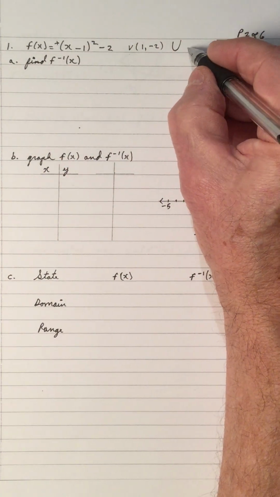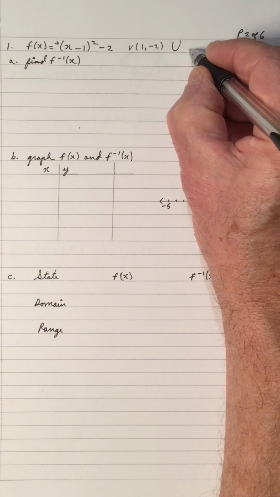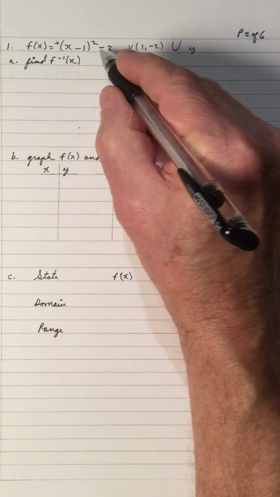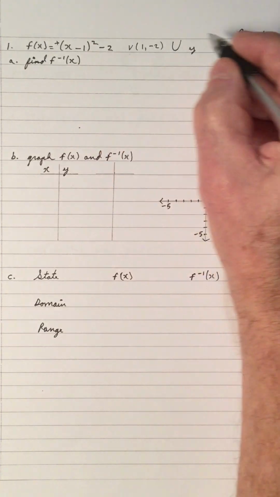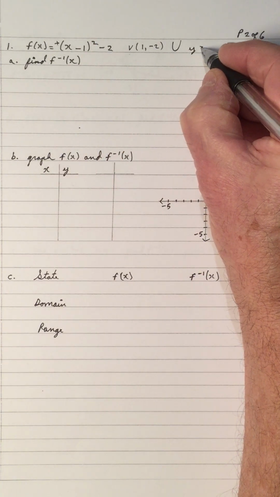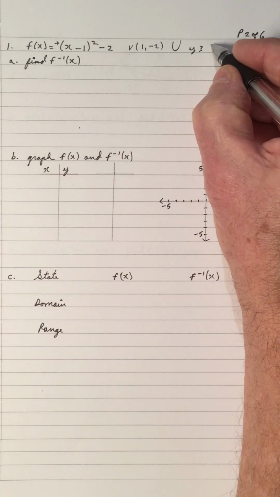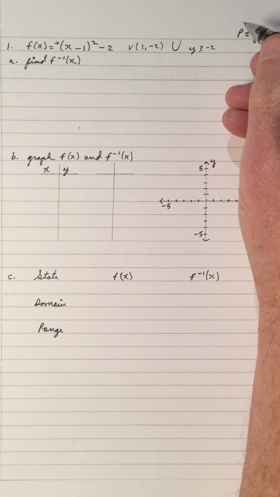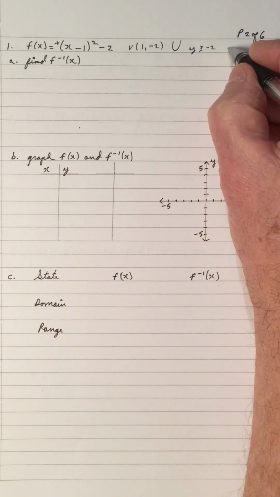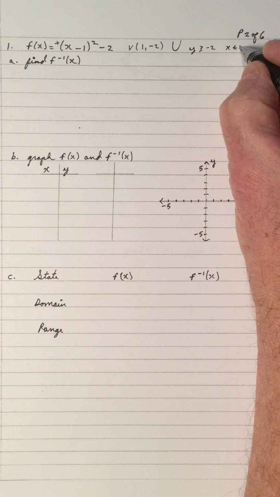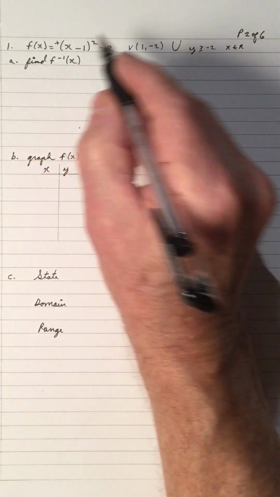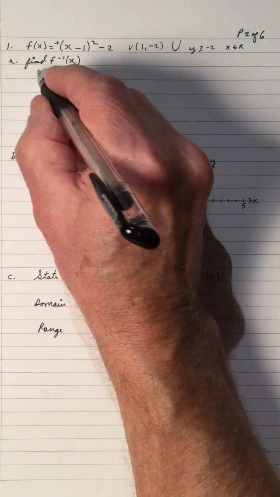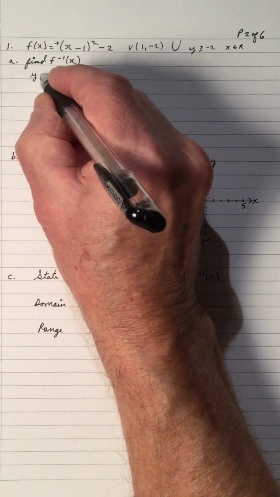Looking at that, we can also say that the range is, because the parabola is opening up, greater than or equal to negative 2. And as in all parabolas, the domain belongs to the reals. It says find f to the negative 1 of x. That's the inverse. So change the f of x to a y.